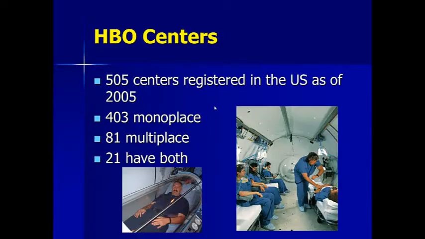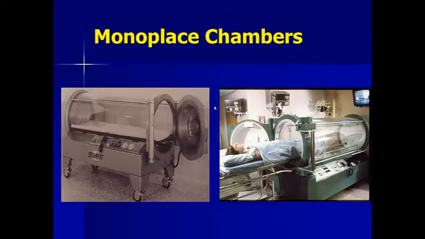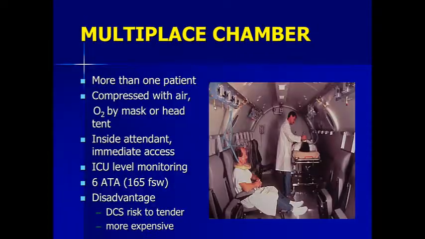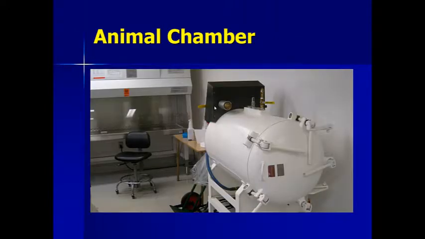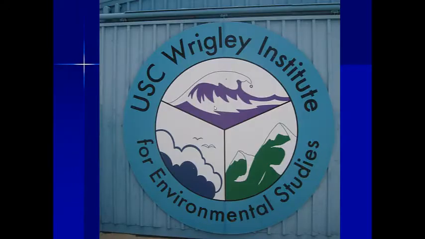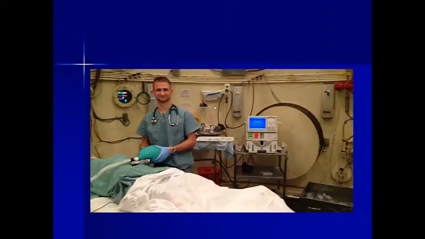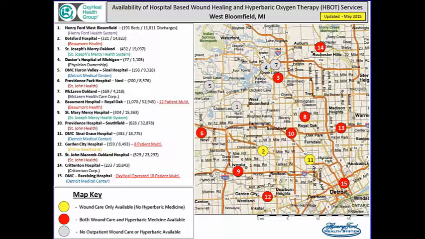Just very quickly, there's about 500 centers across the U.S. You have your monoplaces versus your multiplaces. Animal chambers. And now we're running out of time. This is just the state of affairs in West Bloomfield or in the southeast Detroit area. All the red dots are wound care centers with hyperbaric chambers. I would say probably DMC down at 15 is the only 24/7 chamber. Most of these are 8 to 5s across the county.